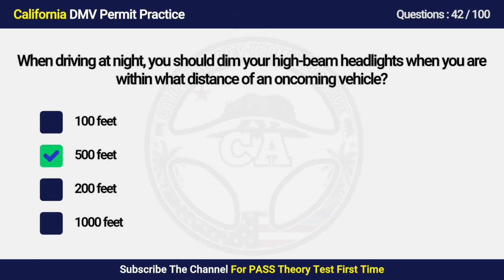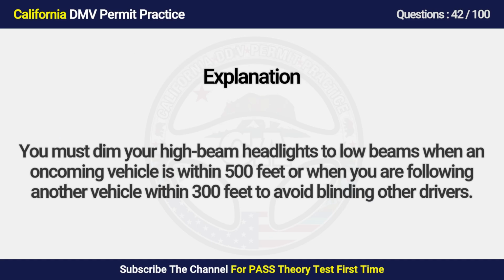Answer is B, 500 feet. You must dim your headlights to low beams when an oncoming vehicle is within 500 feet or when you are following another vehicle within 300 feet to avoid blinding other drivers.